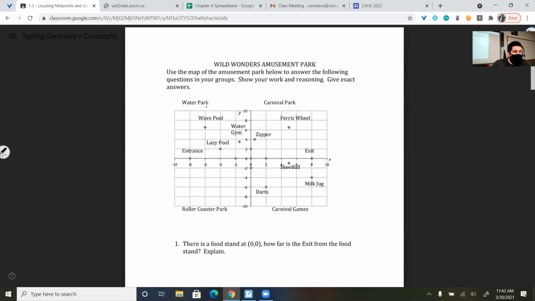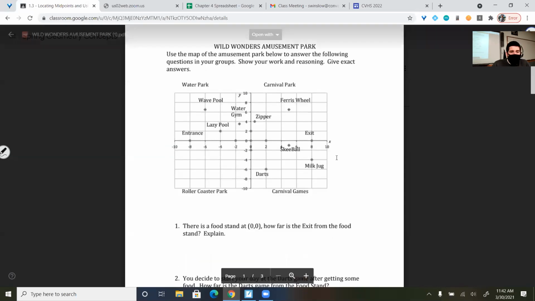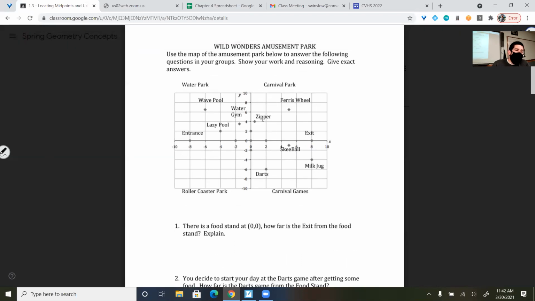So the way that this amusement park is broken down is it's broken down into quadrants. In quadrant 1 here, we have the carnival park. So everything you'd expect from a carnival ride is up here in the first quadrant. In the second quadrant is their water park quadrant. So everything dealing with water on a nice hot day, you'd want to go up to quadrant 2.